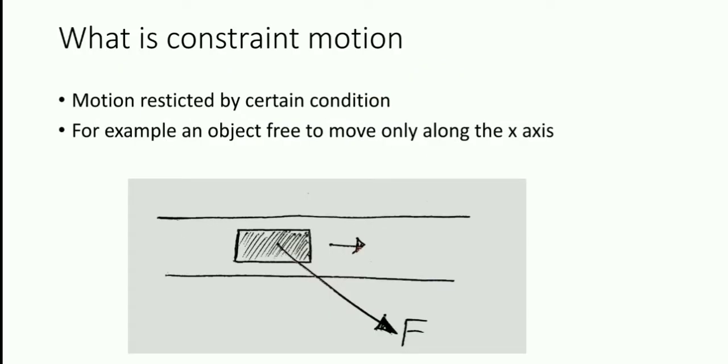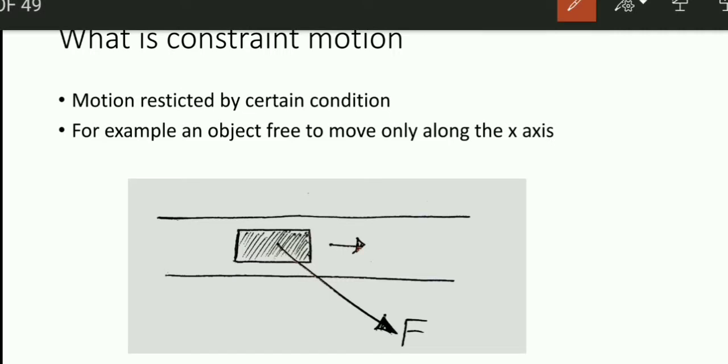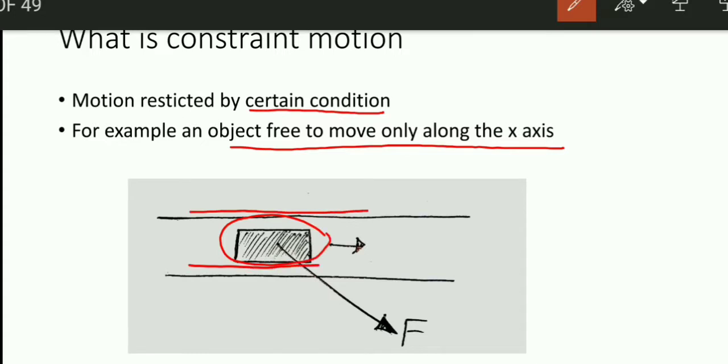So what is constraint motion? What do you mean by the term constraint? Constraint means motion restricted by certain conditions. So what are those conditions? We have an example here. We have an object that is free to move only along the x-axis. So here is our object, and this object is being constrained by two rails or something like that. In this zone, the object is able to move only in the x direction.